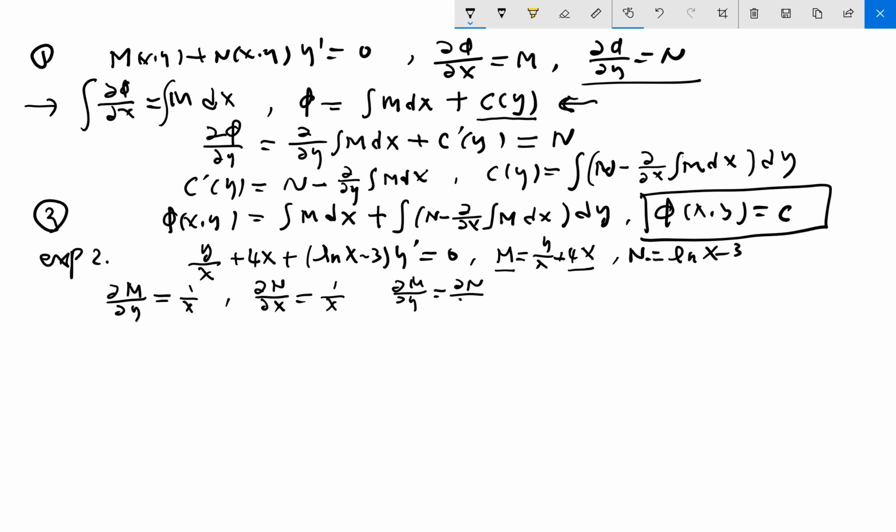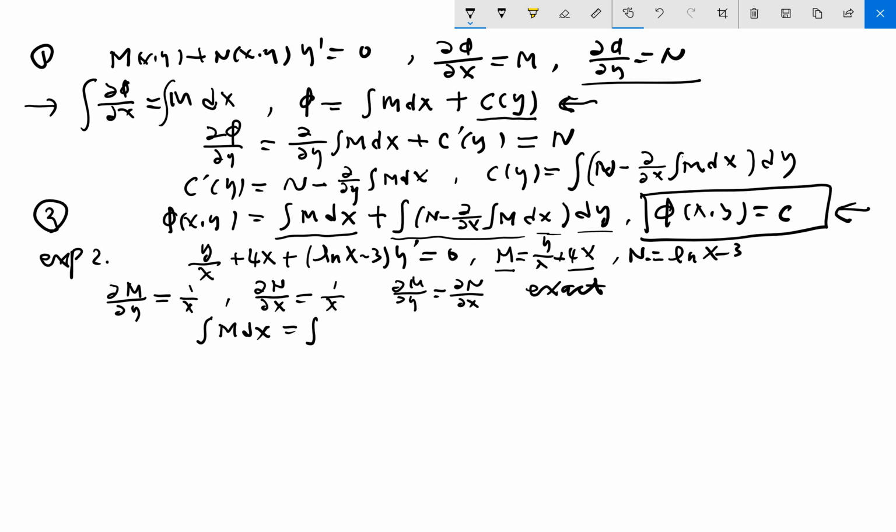Partial N, partial x. So this equation is exact. Okay. So how do we solve the exact equation? Here is the formula. First of all, we need to find the phi. To find the phi, we need to integrate this one and integrate this one. We need to do two integrations. Now let's find this one first.